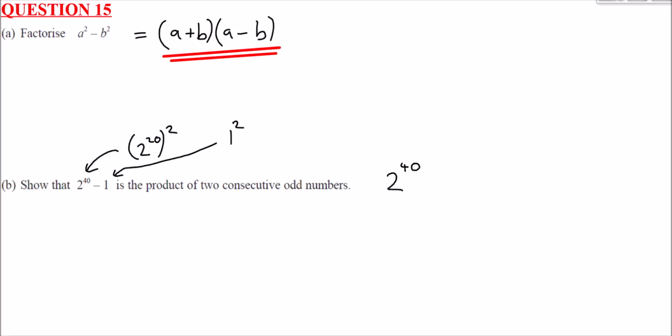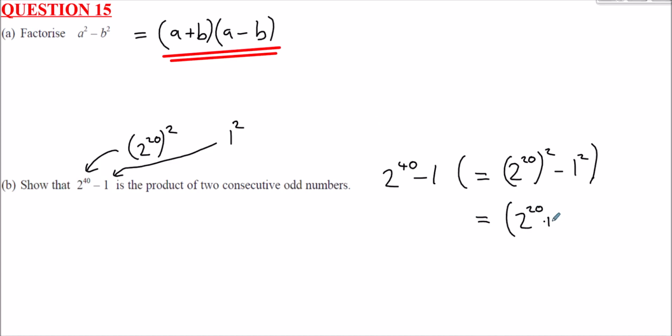So you can think of this as being, in fact I'll rewrite it, 2 to the power 40 minus 1 is the same as 2 to the 20 squared minus 1 squared. If we write it like this, it might seem more obvious. This is now the same as part a essentially. It's going to be 2 to the power 20 plus 1, and then 2 to the power 20 minus 1. So that's the first step. First step, we show that this is, again, a case of difference of two squares.